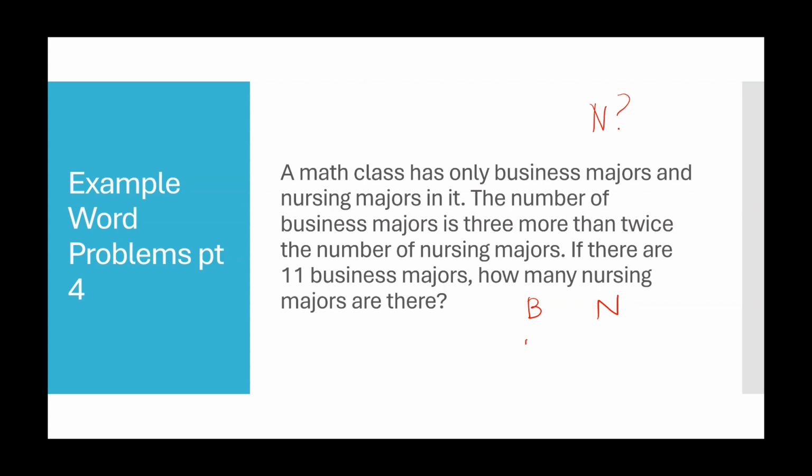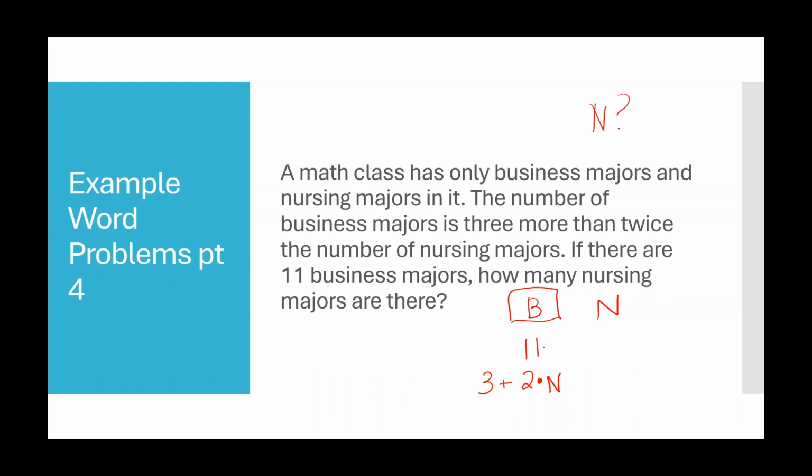We know we have 11 business majors, and we know that business majors is 3 more. Ooh, we're adding 3. That's okay. We can do it that way. Then twice the number of nursing majors, which here I've been using N for. So we know that it's 11, and we know it's 3 more than twice N.